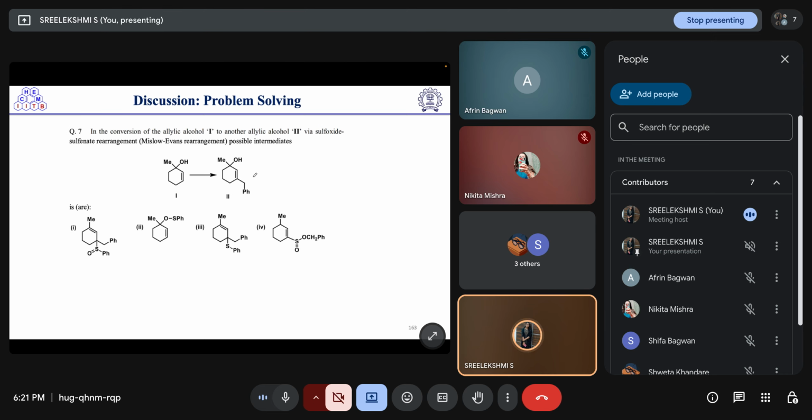Now the next question: in the conversion of allylic alcohol 1 to another allylic alcohol 2 via a sulfoxide sulfinate rearrangement, the Mislow-Evans rearrangement, what are the possible intermediates? So here this is converted into this one. Here at this position CH2Ph is coming. They have given that it is going through this Mislow-Evans rearrangement, which is the sulfoxide sulfinate rearrangement. So which among the given options can be the possible intermediates?